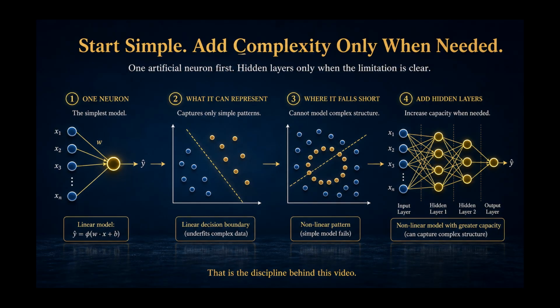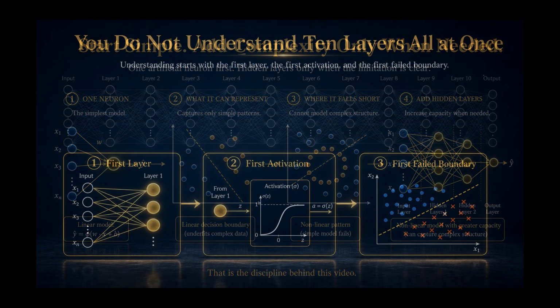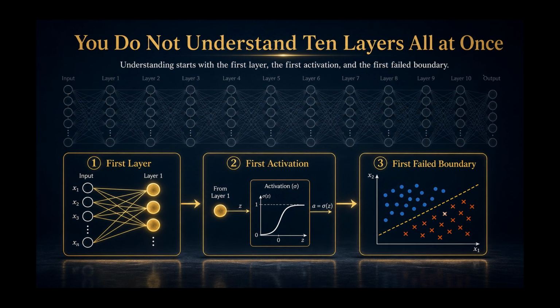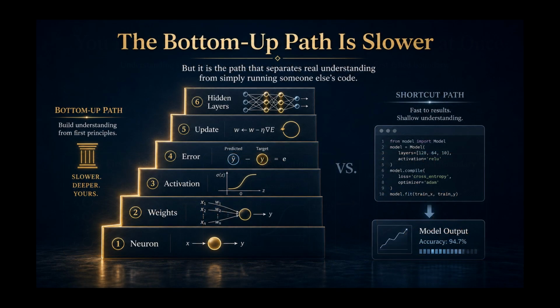Start with one artificial neuron. Learn what it can represent. Watch where it fails. Then add hidden layers only when the limitation is clear. That is the discipline behind this video. A 10-layer network is not easier to understand by staring at all 10 layers at once. It becomes understandable only after the first layer, the first activation, and the first failed boundary make sense. The bottom-up path is slower. It is also the path that separates real understanding from simply running someone else's code.